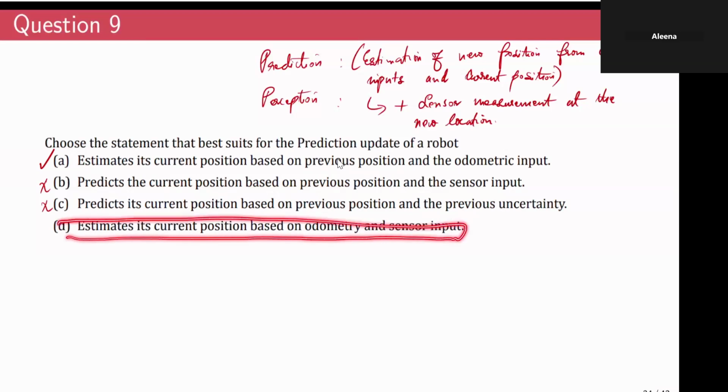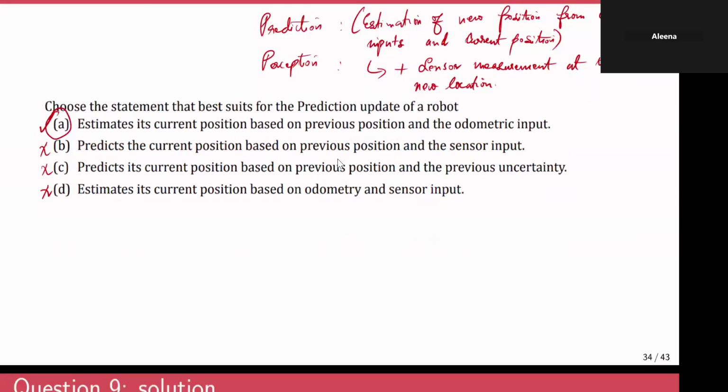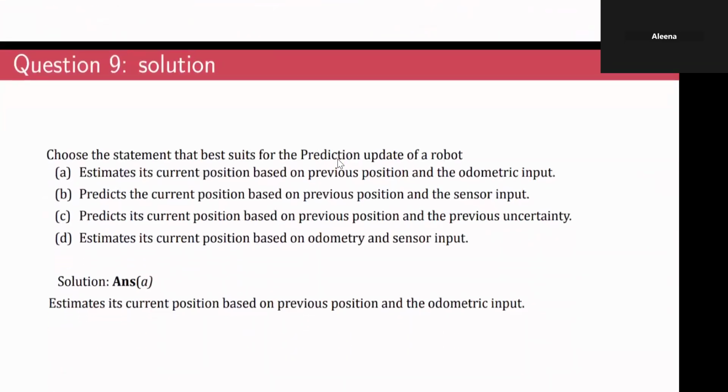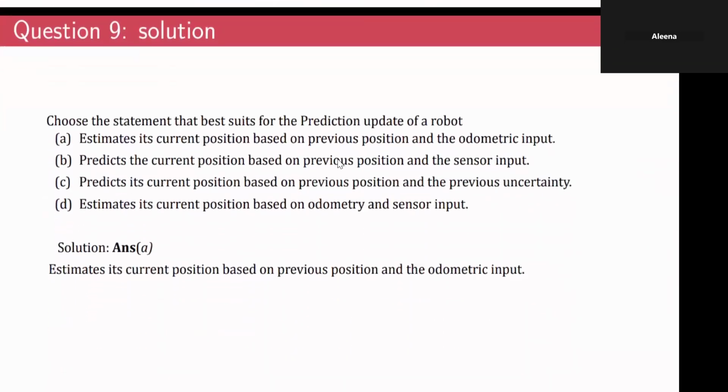I think option B and D are essentially the same, right? Previous position also comes under odometry. Previous position plus control input. So those two come under odometry. And sensor input, we don't have anything to do with sensor input for prediction. So that is also false. So the only correct answer in this case for prediction is option A. Everything else has something to do with perception.